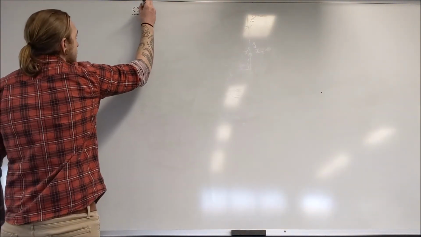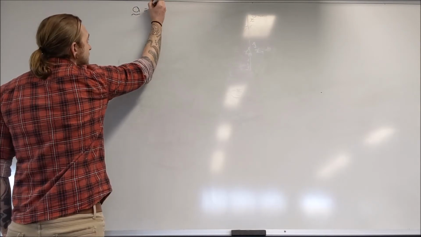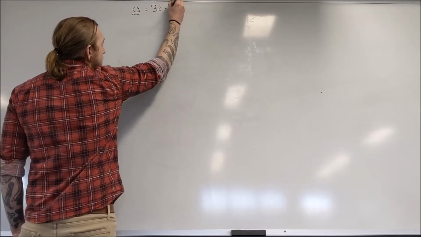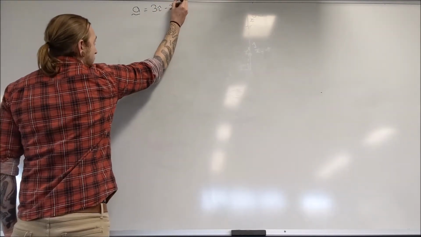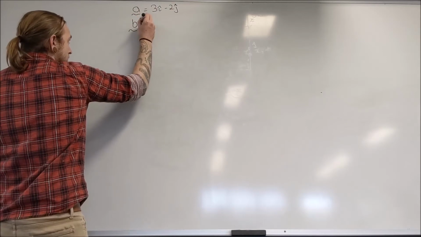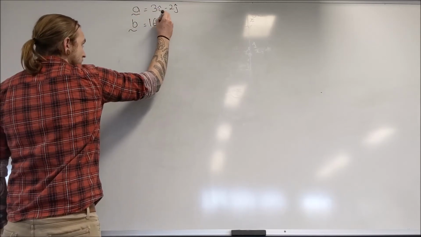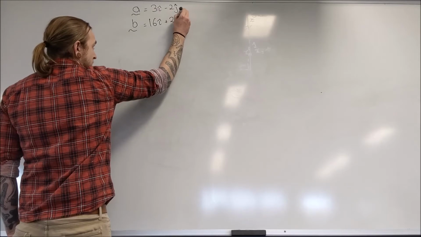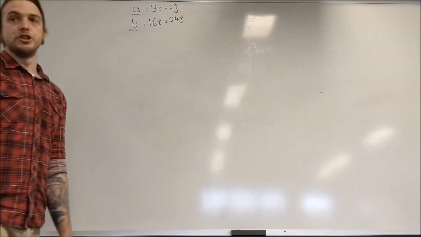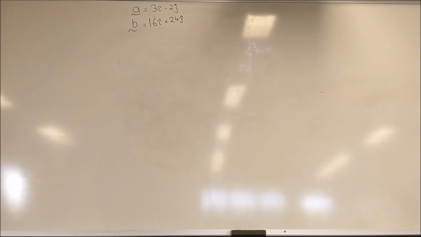All right, I believe 3 is an angle question. Calculate the angle between A and B. Somebody read it out to me. Vector A equals 3i minus 2j, and vector B equals 16i plus 24j. Anybody remember an angle rule that we might want to use?